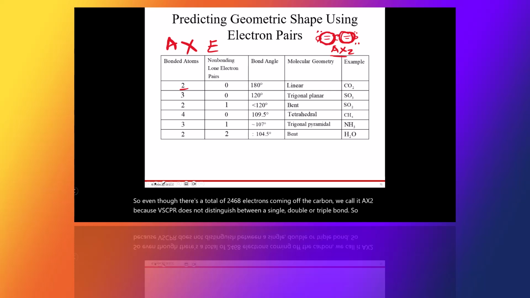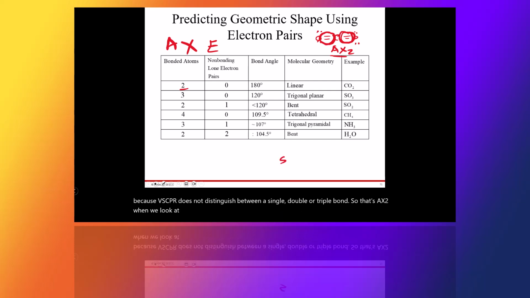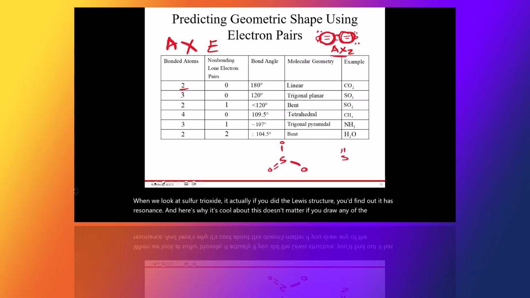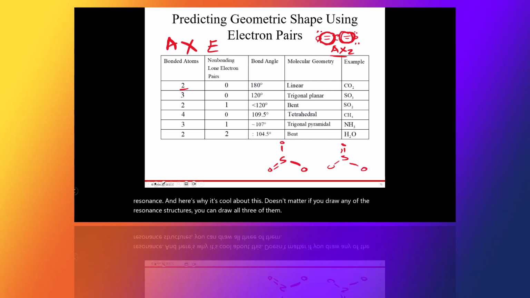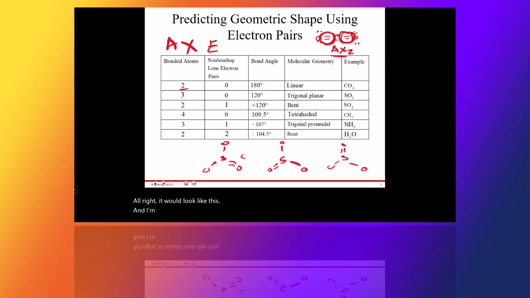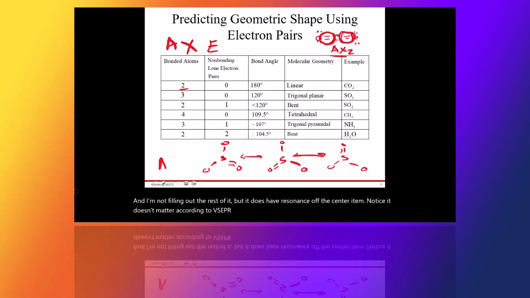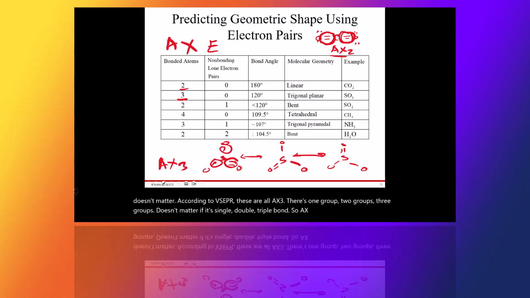So that's AX2. When we look at sulfur trioxide, if you did the Lewis structure, you'd find out it has resonance. And here's why it's cool about this. It doesn't matter which of the resonance structures you draw. You can draw all 3 of them. It would look like this, and I'm not filling out the rest of it. But it does have resonance off the central atom. Notice it doesn't matter, according to VSEPR, these are all AX3. There's 1 group, 2 groups, 3 groups. Doesn't matter if it's single, double, or triple bond. So for AX3, the molecular geometry is going to be trigonal planar.